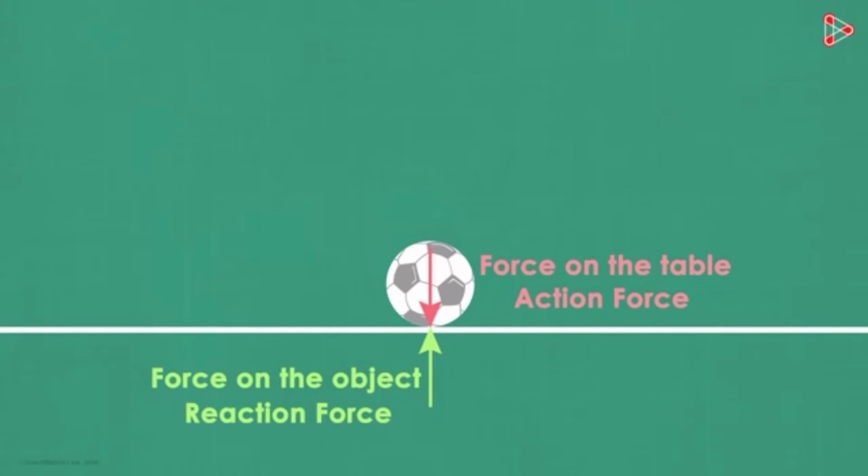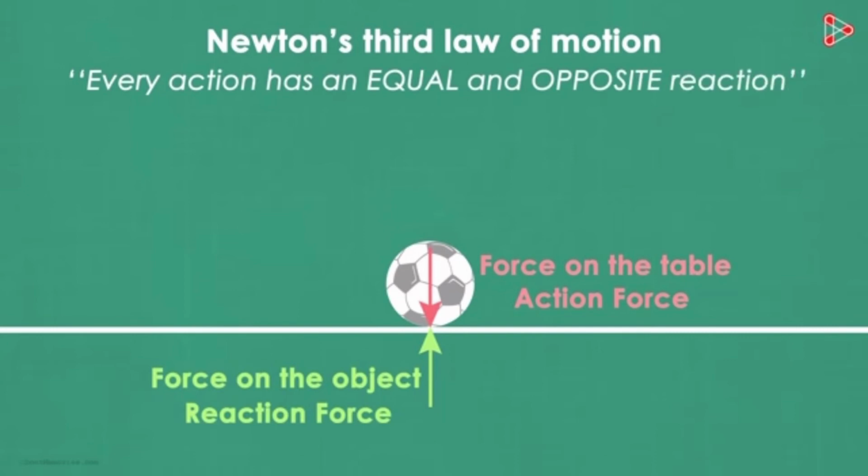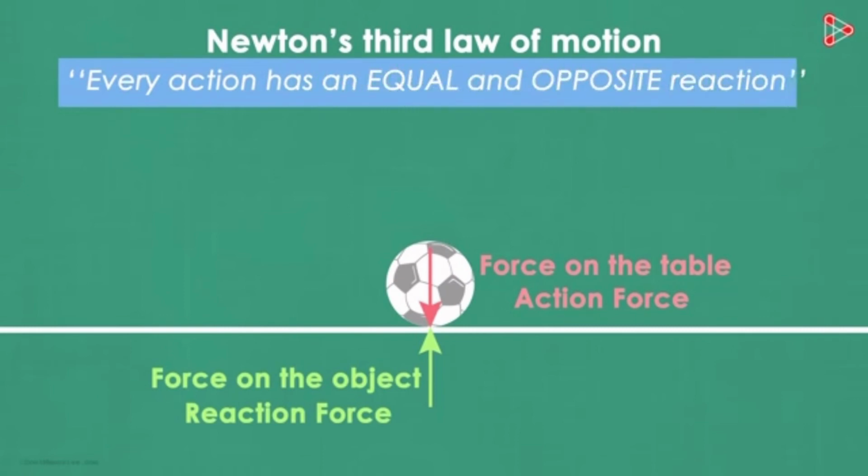The force exerted by the object on the table is the action force, and the force exerted by the table on the object is the reaction force. What we saw here is nothing but a display of Newton's third law of motion. Every action has an equal and opposite reaction. That's how simple the third law is. Every action has an equal and opposite reaction.